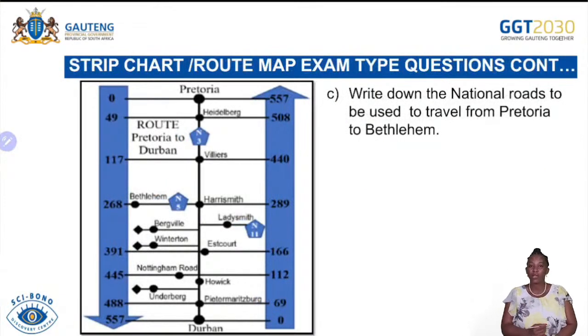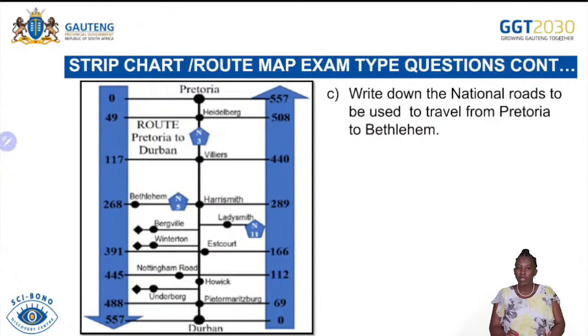I hope you were still together, boys and girls. Remember, very soon you'll be writing your final, and we are preparing. You just need to be able to interpret this information, this strip chart. Once you do that, you are on your way to passing your Mathematical Literacy Grade 12.